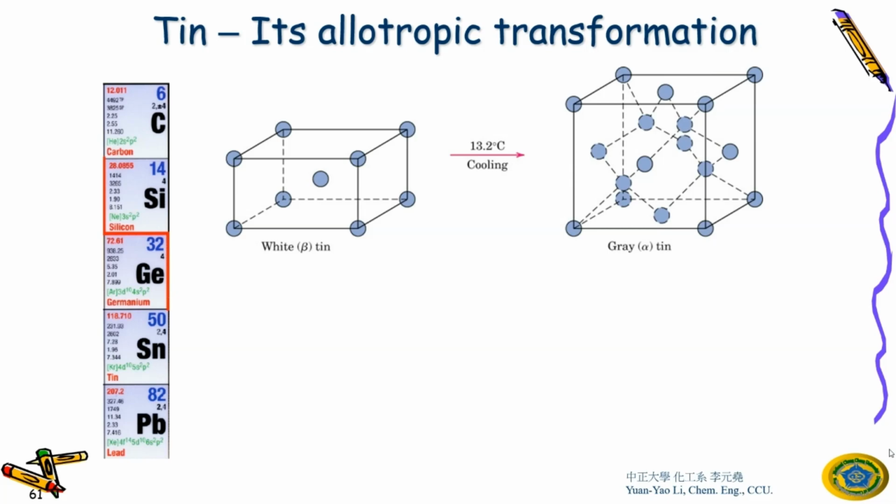The tin is that at room temperature, like 25 Celsius, the structure of the tin we call beta tin. We call white tin, and the unit cell looks like this. But if you reduce the temperature below 13.2 Celsius, we call cooling, the structure changes to this. We call gray tin. From white tin to become gray tin.